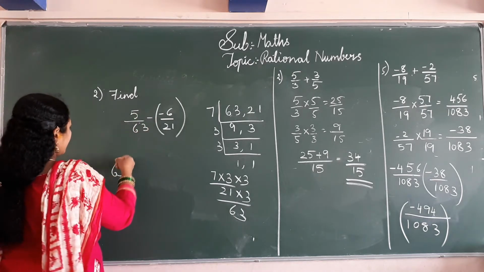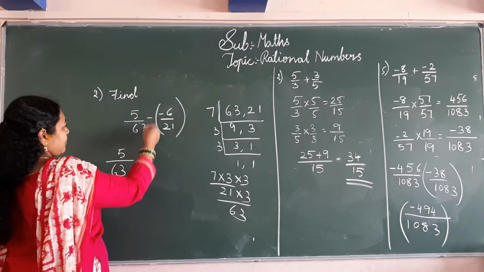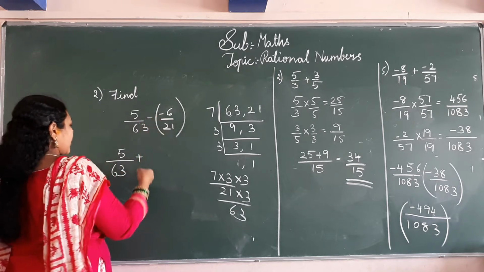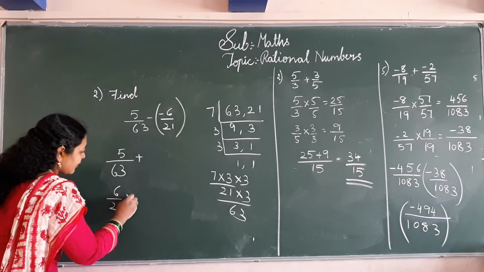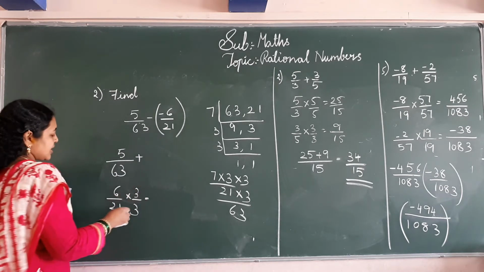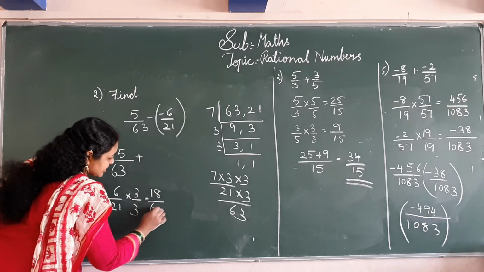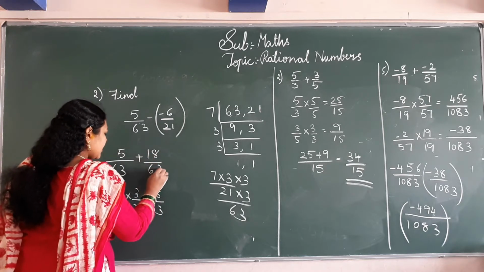So next you can do it as 5. This will remain the same. Minus into minus is plus. Now take 6 by 21 multiplied by 3. 6 threes are 18. 21 threes are 63. Therefore it is 18 by 63.